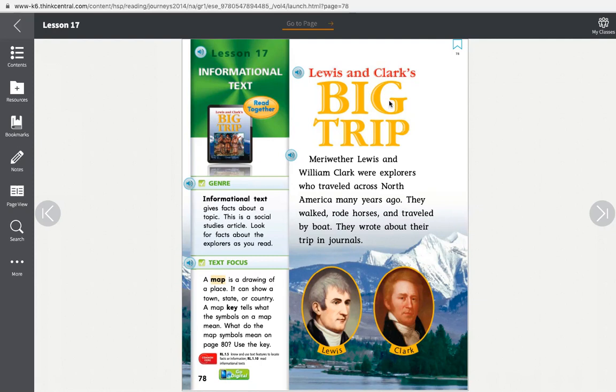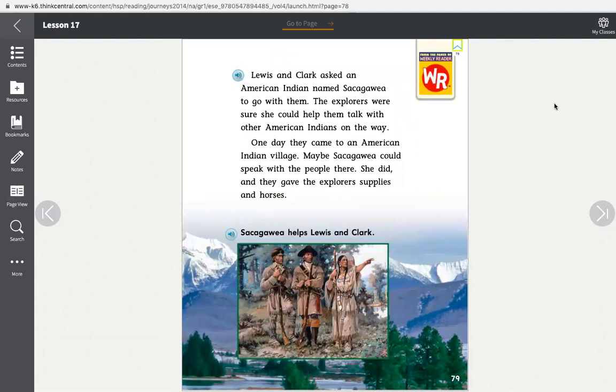So it says Lewis and Clark's Big Trip. Meriwether Lewis and William Clark were explorers who traveled across North America many years ago. They walked, rode horses, and traveled by boat. They wrote about their trip in journals. Lewis and Clark asked an American Indian named Sacagawea to go with them. The explorers were sure she could help them talk with other American Indians on their way.